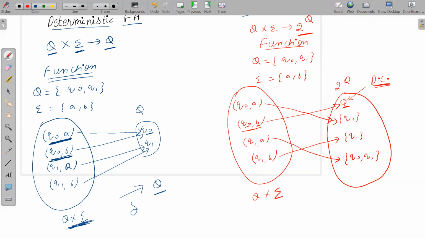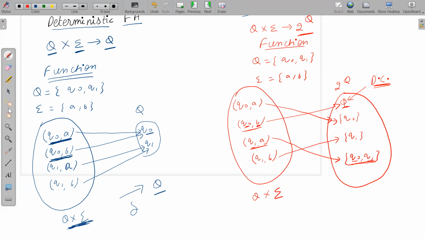Dead configuration means whenever NFA is at state q naught and b symbol is read, then that will be a dead configuration. That means NFA will not move to any of the states. That is the basic meaning of dead configuration. And what about this case, q1 comma a to q naught q1? This means whenever NFA is at state q1 and symbol a is read, then it can go to either q naught or q1. So choice is also allowed.